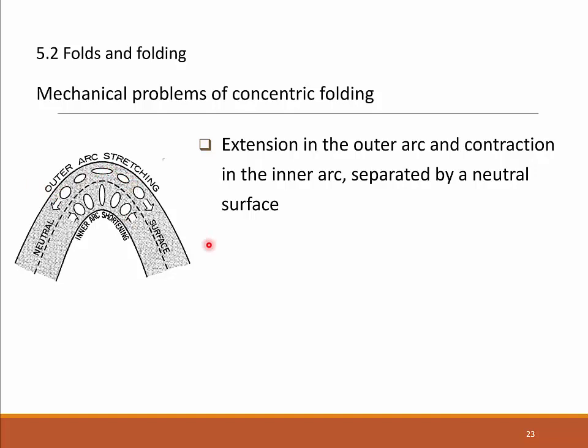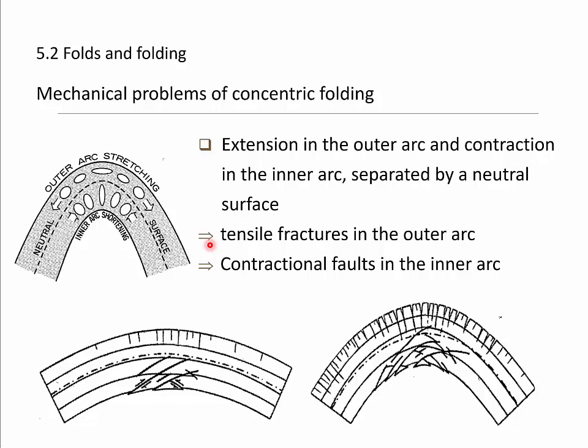At relatively low temperature, this will result in a number of structures that sometimes can be recognized in the field. If the outer arc is undergoing stretching, we will find that tensile fractures are forming perpendicular to the layers, and these tensile fractures might open up with increasing folding and with increasing tightening of the fold.